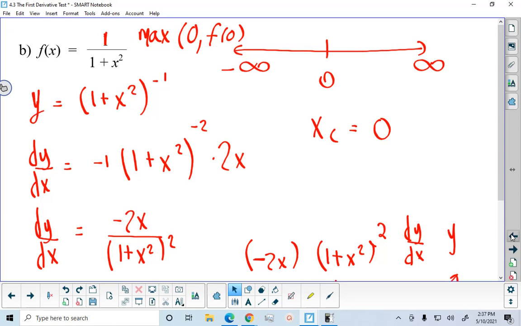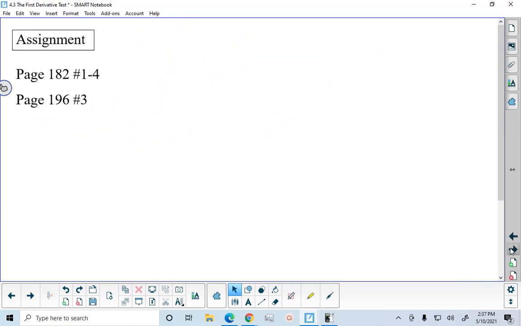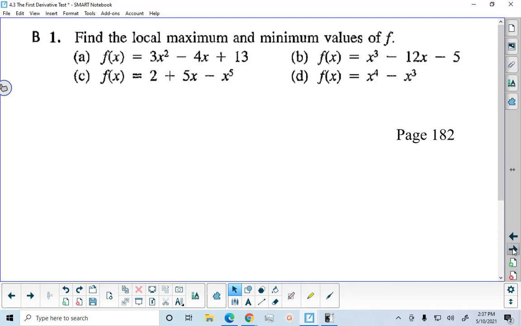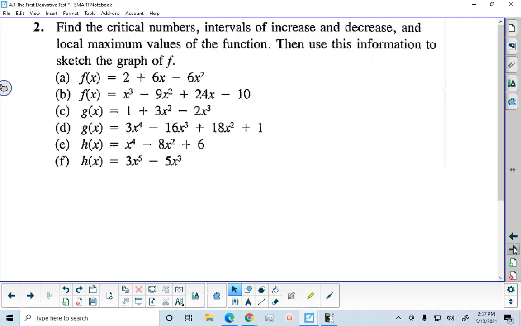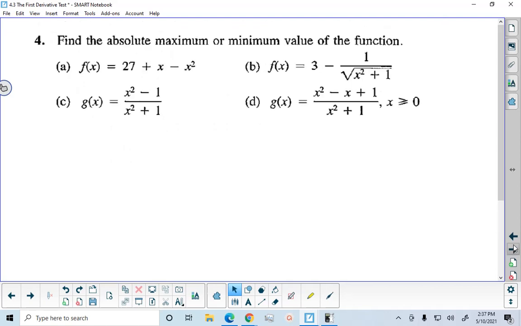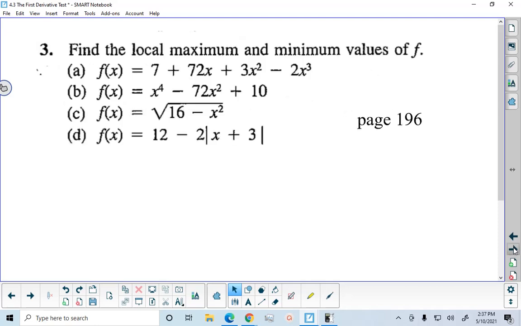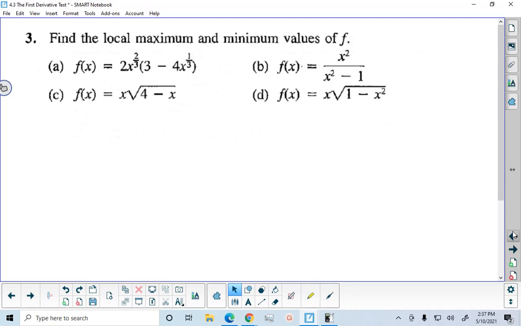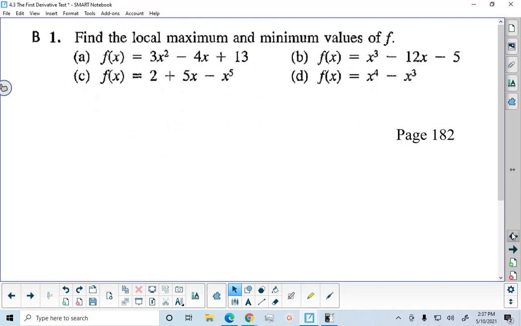Thank you. So there's lots for you to practice here. 1 to 4 on page 182 and number 3 on 196. Anytime it asks you to sketch a graph of the function, you absolutely do not have to do that. It might be useful for you to double check and help visualize things, but in chapter 5, we have a whole chapter that's based on graphing that we learn how to graph, so I wouldn't worry about it.